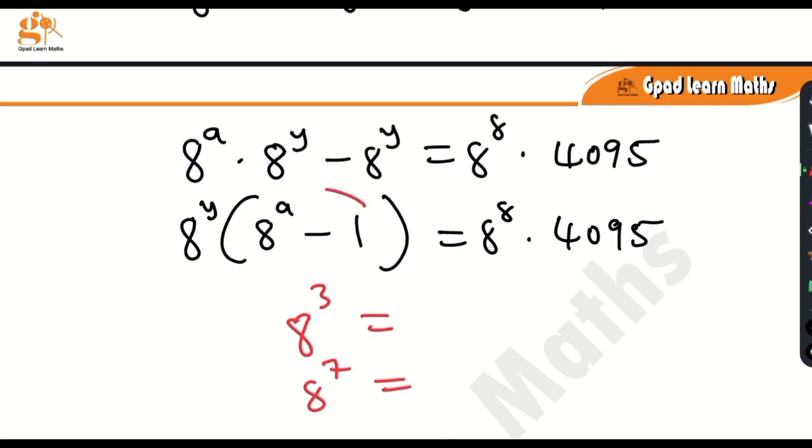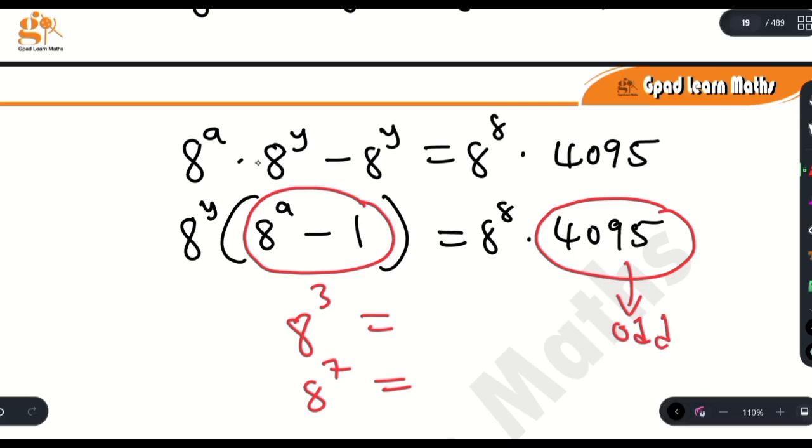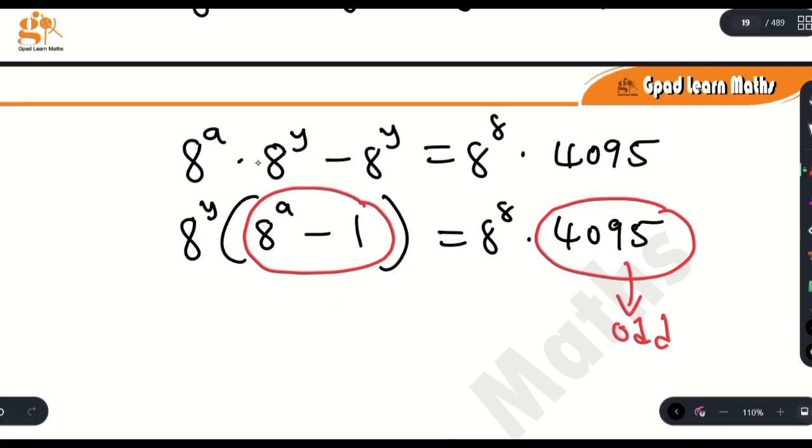That 8 raised to power a minus 1 will be odd, because if you have 8 raised to power a and you subtract 1 from it, if you subtract 1 from an even number, you will get an odd number. Look at what we have on the right-hand side. This is 4095. This is what? An odd number. And like I said before, 8 raised to power a minus 1 is also an odd number. So they compare, odd to odd.